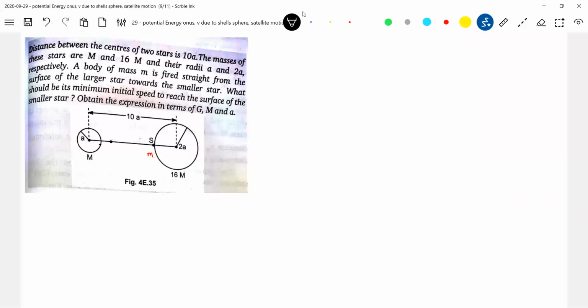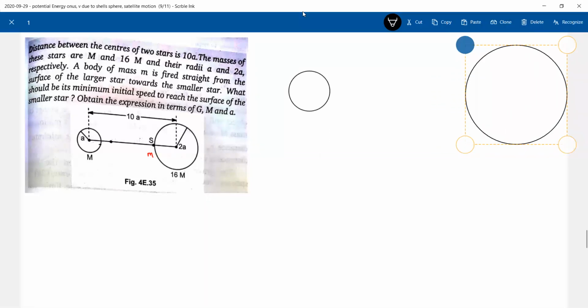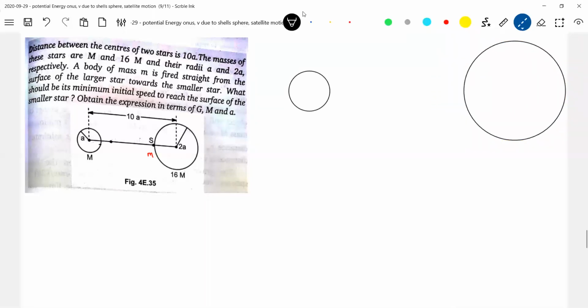I directly picked up an application question. Okay, let's do one thing. What is being asked here? There's a smaller sphere. There's a bigger sphere. So, stars. They are fixed here. The stars will not move, and the radii of them.